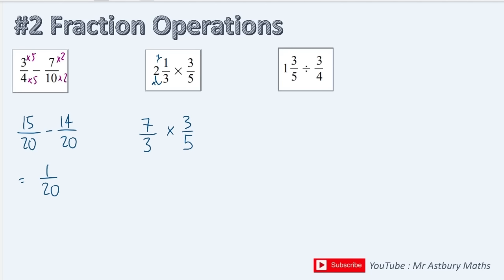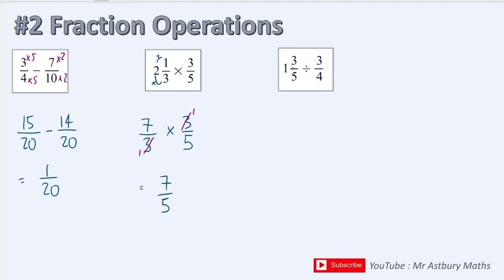Now, because I have a factor of 3 on the top and a factor of 3 on the bottom, I can cancel before I times. I can divide this by 3 to get 1, and this by 3 to get 1. Now I just times top by top, and that's 7 times 1, which is 7, and bottom times bottom is 1 times 5, which is just 5.